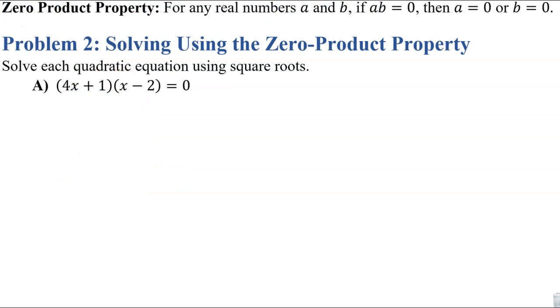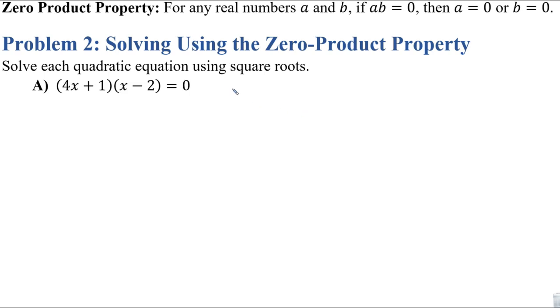Now, like I said, taking square roots isn't always going to work for us when it comes to solving quadratics. That's why we're going to need other methods, and one of those methods is utilizing the zero product property. It just says that for any real numbers a and b, if a times b equals 0, then either a is 0 or b is 0. In other words, the only way I can multiply to 0 is if one of the two factors is a 0.